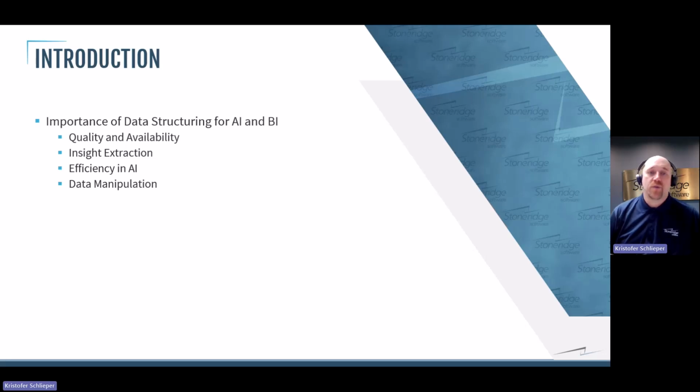Insight extraction is going to include the structured data, which allows for the extraction of valuable insights and strategic decision making, which is essential for BI. Efficiency in AI, what we mean in that instance is we're talking about the BI and analytics team, because a well-structured team can empower AI by providing accurate data for training and testing our machine learning models, which leads to a greater efficiency and accuracy.